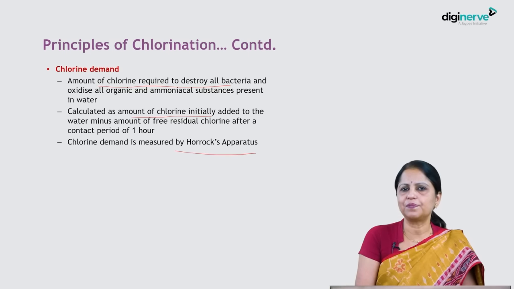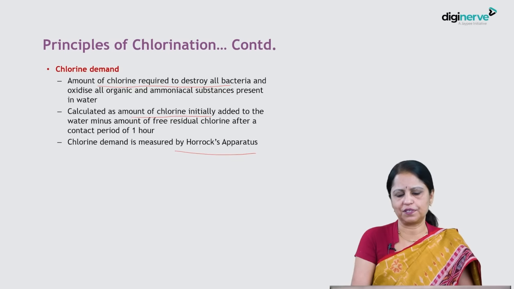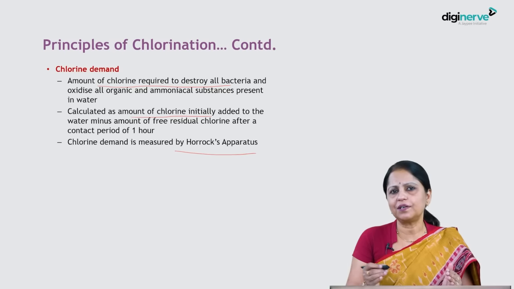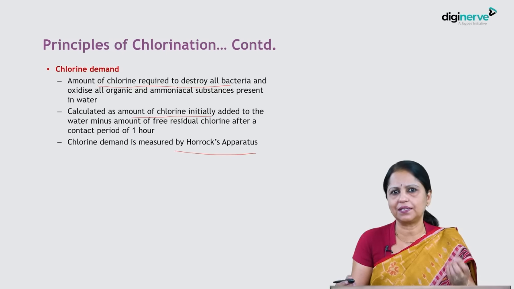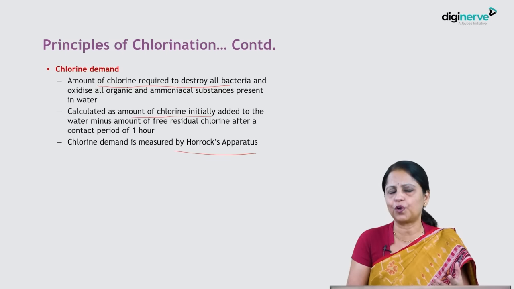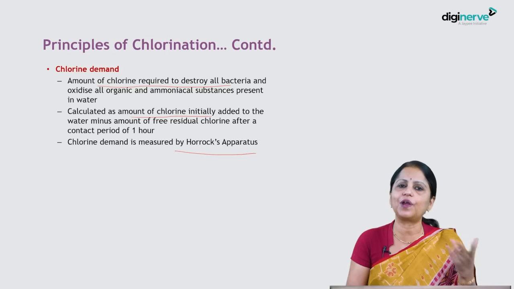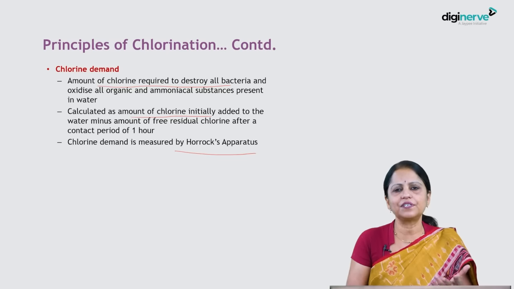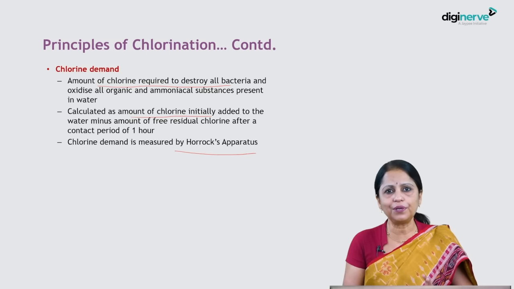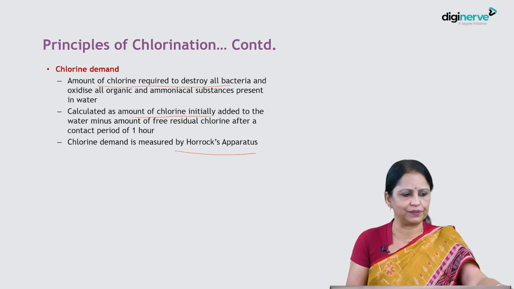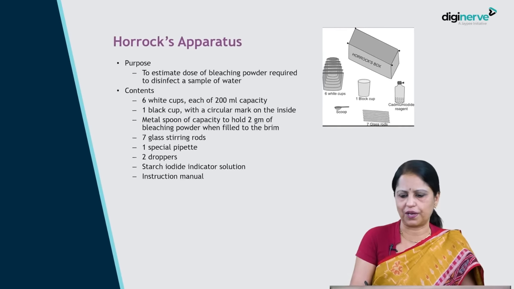Chlorine demand is measured by the Horrocks apparatus. This is required because water is of different quality at different places, so there cannot be any standard amount that will disinfect all types of water. If our water is very contaminated, it will require more chlorine. If it is comparatively pure water, it will require less chlorine. So how do we estimate that amount of chlorine? It is done by the Horrocks apparatus.